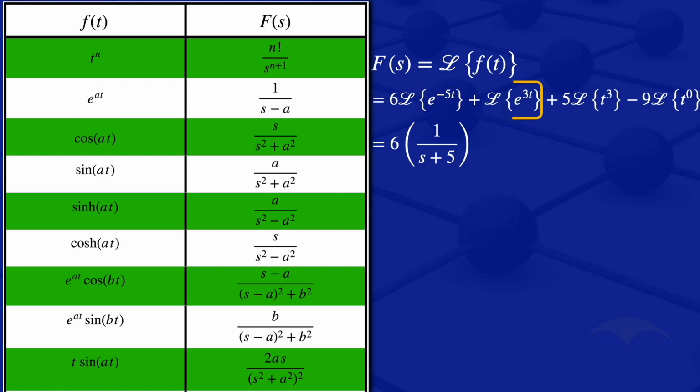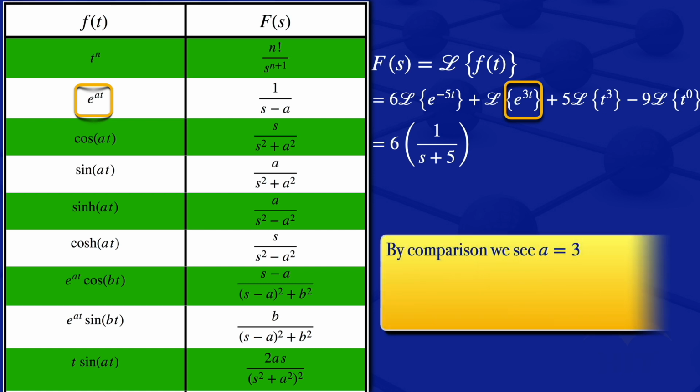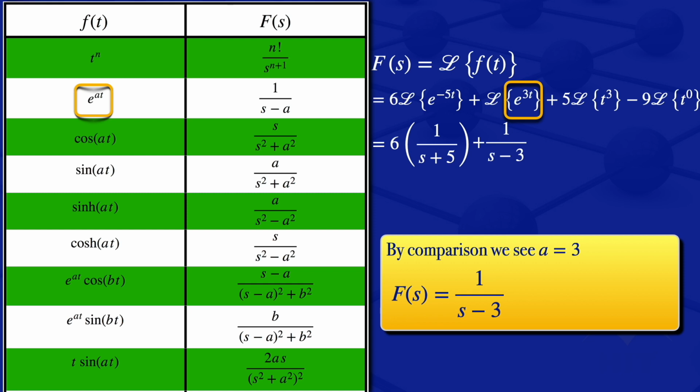We go on to the next function, that's the exponent of 3t. The exponent of 3t is of the form exponent of at, and in this case, by comparison of those two functions, we see that a is equal to 3. So we substitute a equals 3 in the F of s on the right, and we would have F of s is 1 divided by s minus 3. And we'll substitute it there, so we'll have plus 1 divided by s minus 3.